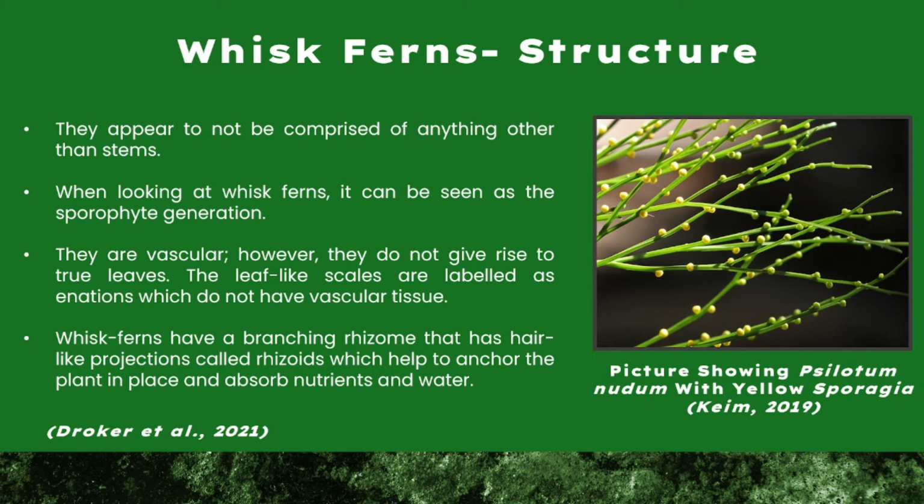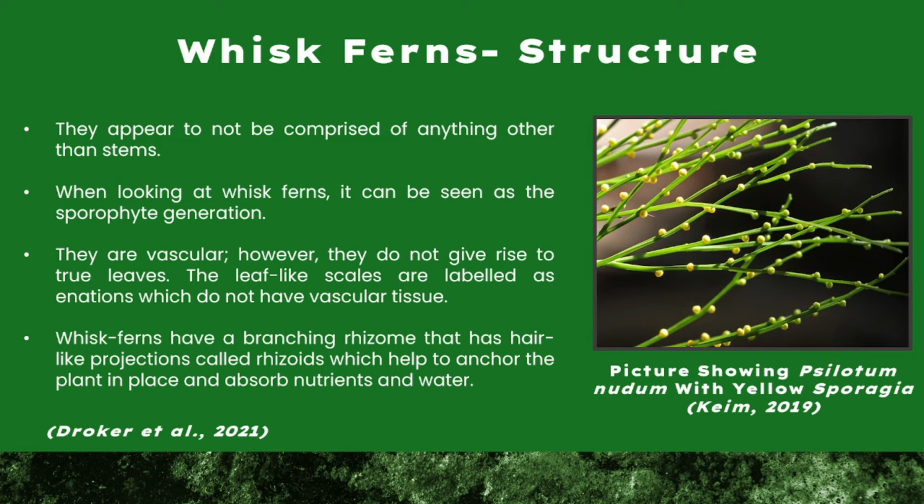Looking at the structure of whisk ferns, they appear to not be comprised of anything other than stems. These stems are the parts of the plant which take part in photosynthesis. Whisk ferns can be seen as a sporophyte generation. They are vascular, however, they do not give rise to true leaves. The leaf-like scales are labeled as enations, which do not have vascular tissue but house the spores in a type of fused sporangia that they produce that turns bright yellow as they mature.